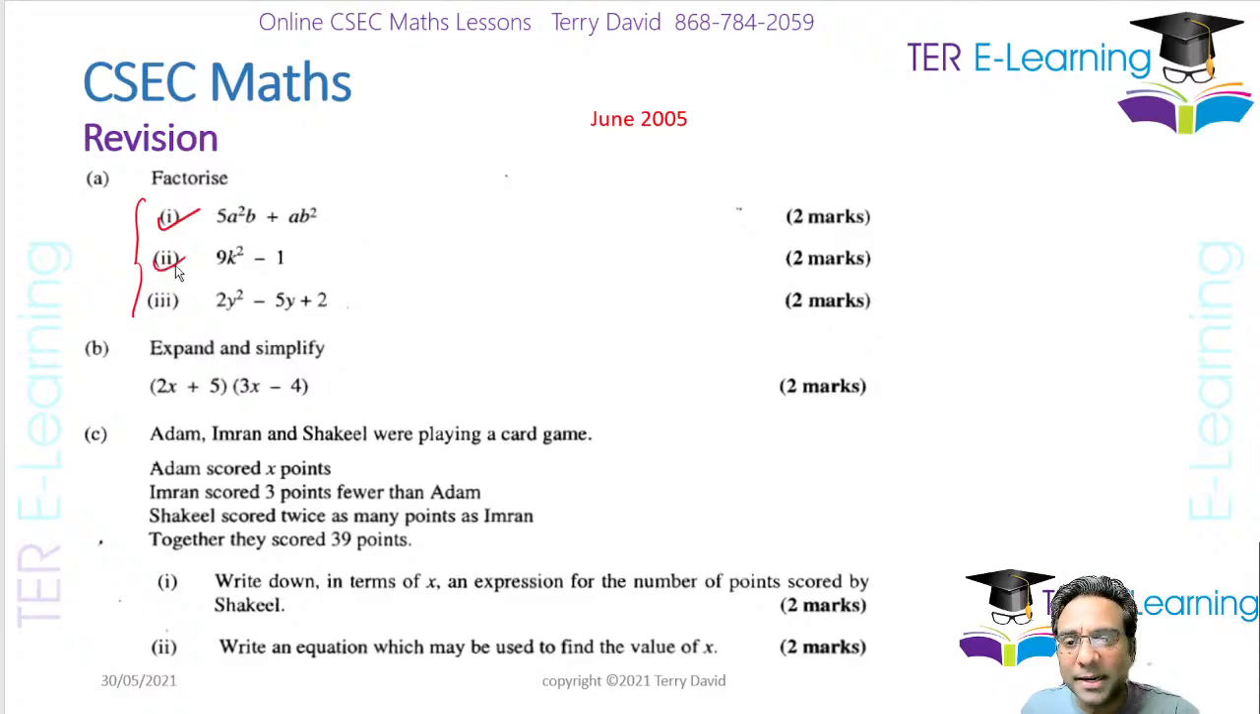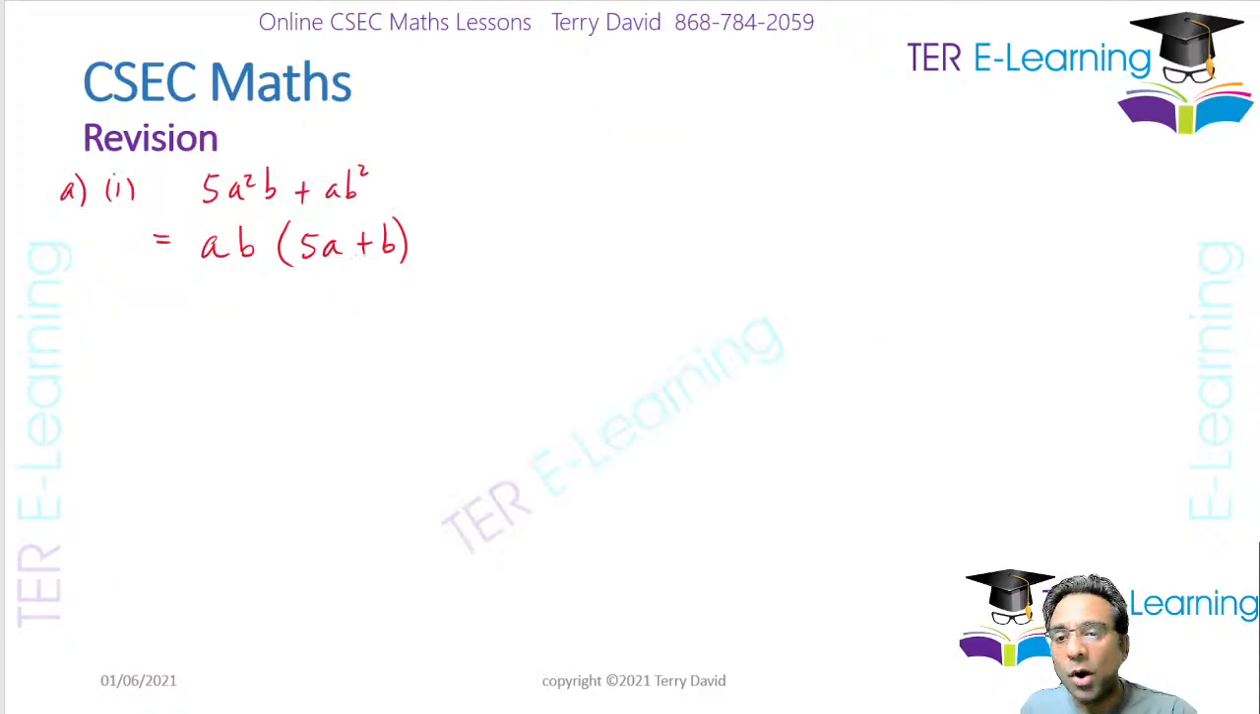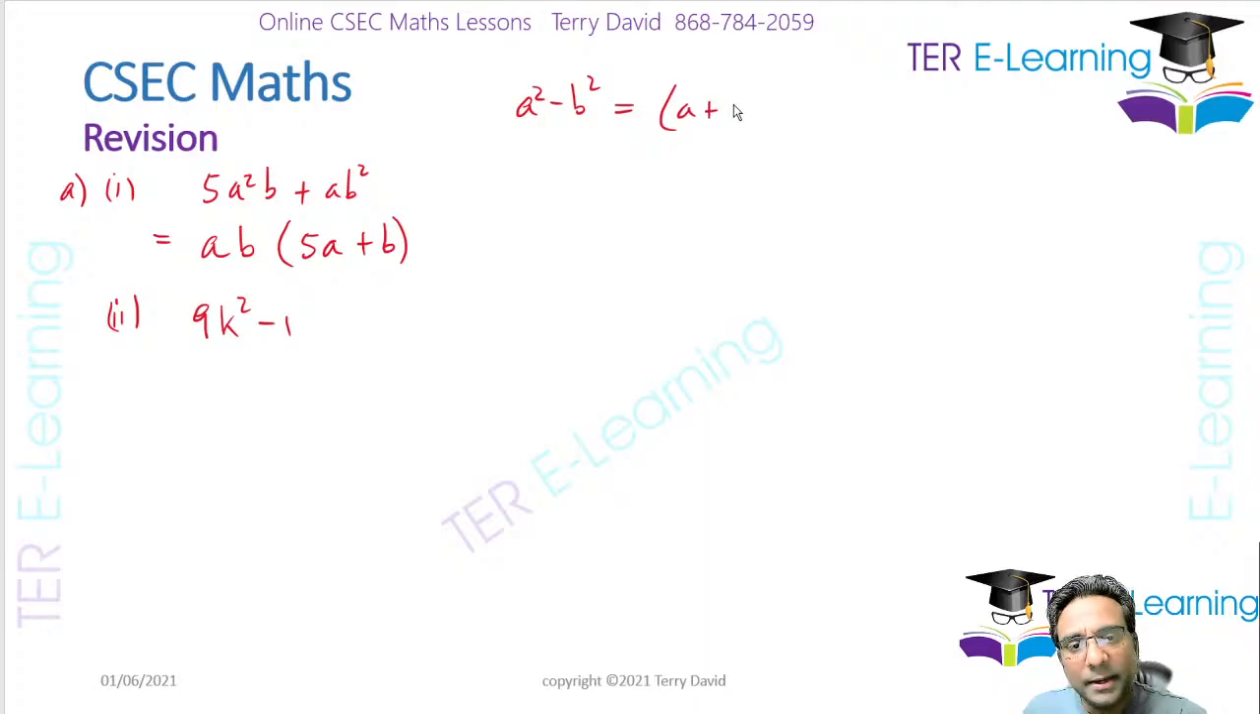The next part, part 2, 9k squared minus 1. So this is part 2. And this is 9k squared minus 1. Now, if you look at that carefully, you realize, wait a minute, that looks like the difference of 2 squares to me, right? And when you have the difference of 2 squares, a squared minus b squared is equal to a plus b multiplied by a minus b, right? This is what we use when we are factorizing the difference of 2 squares.